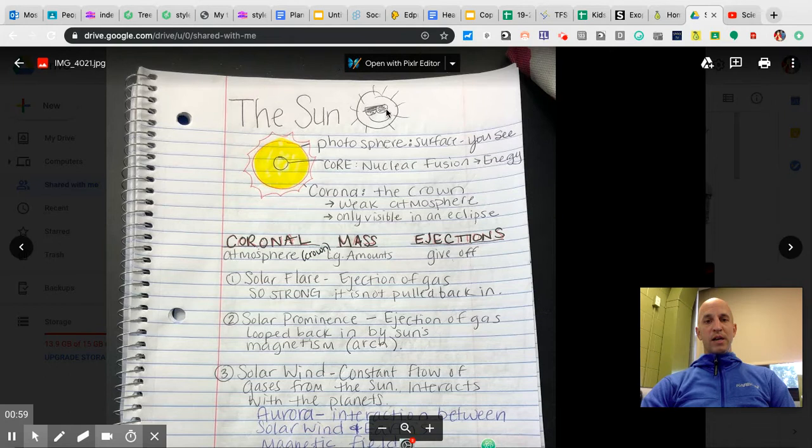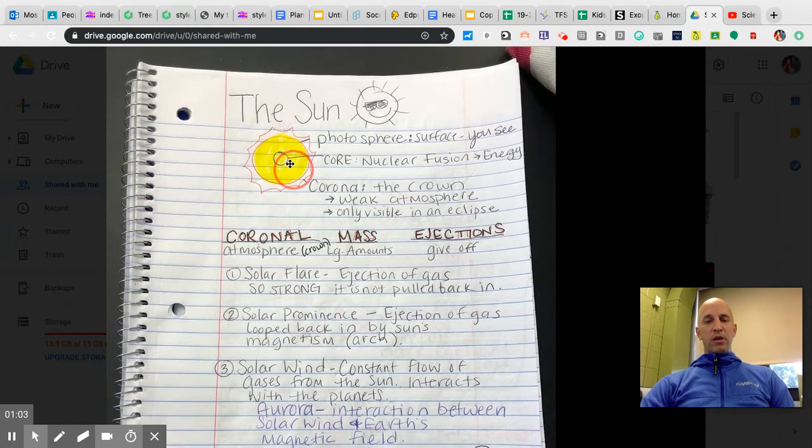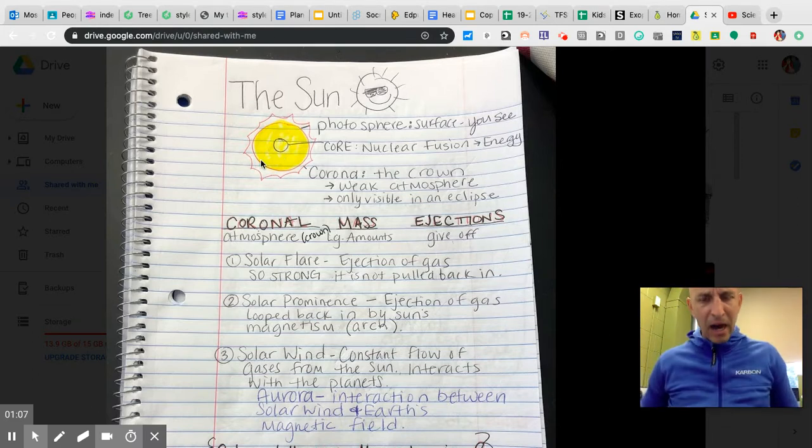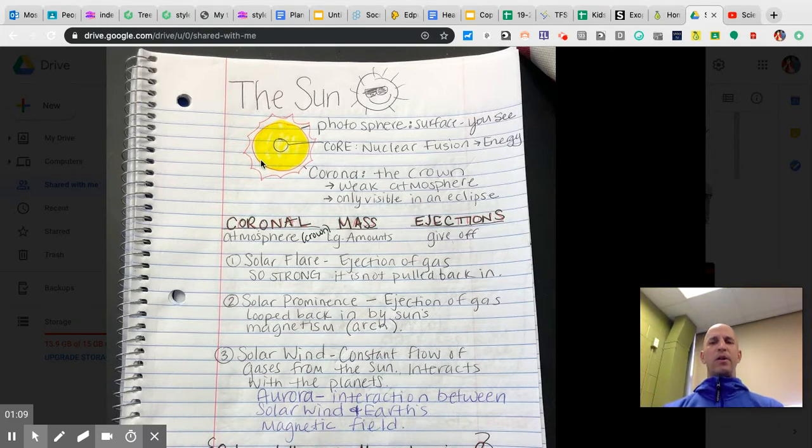So, the sun. What I want you to do is draw this picture of the sun. You could use a yellow highlighter if you have it. And we're just going to label a couple pieces of the sun that we want to know. We're not going to label everything on the sun because we don't have to know that for our class.